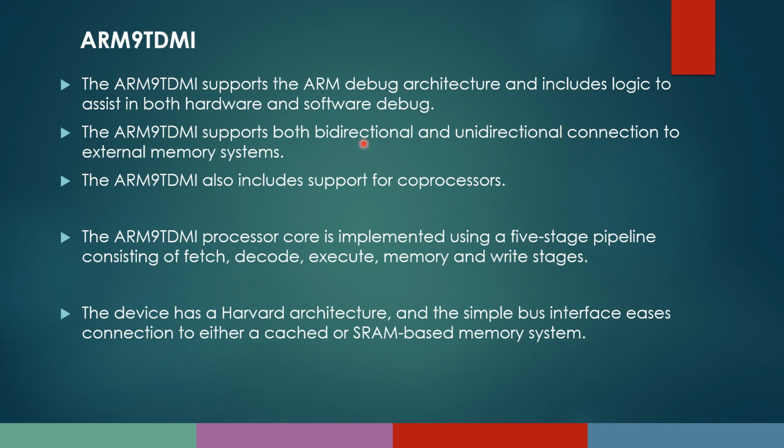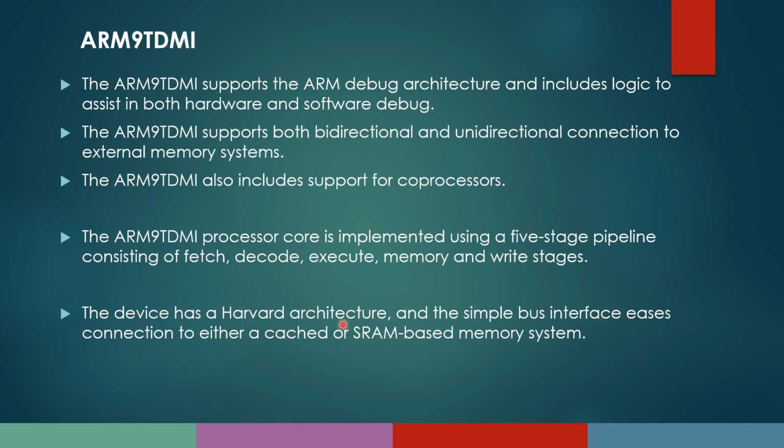So in either way, the communication can occur to the external memory system, and also if we want additional processors, co-processors also, we can have them together with the ARM processor. And we have a 5-stage pipeline that we will be seeing later: fetch, decode, execute, memory and write stages. And another important thing is it is supporting the Harvard architecture.